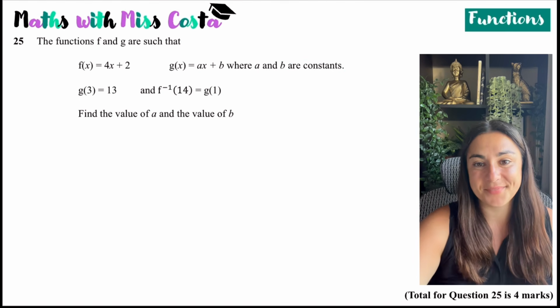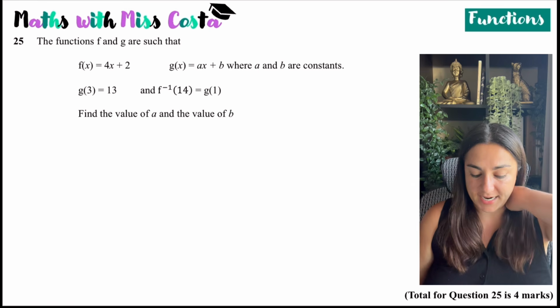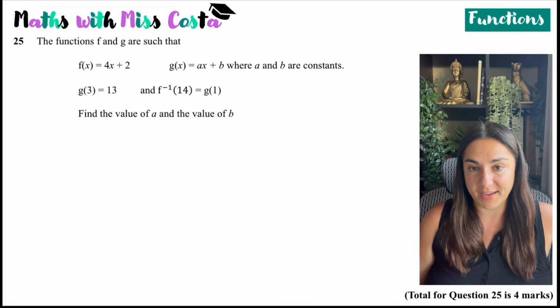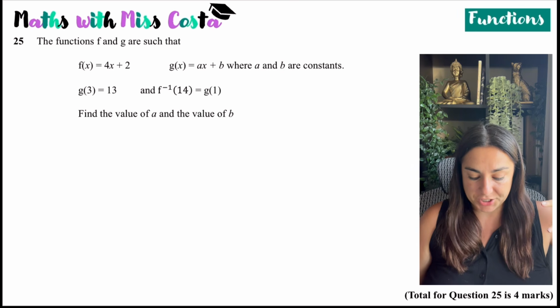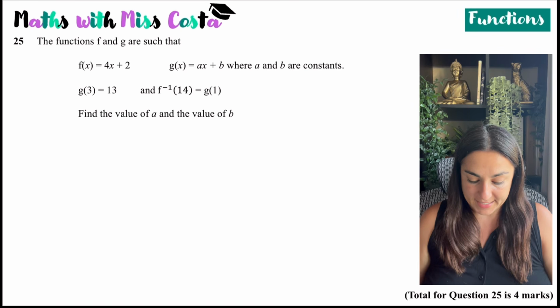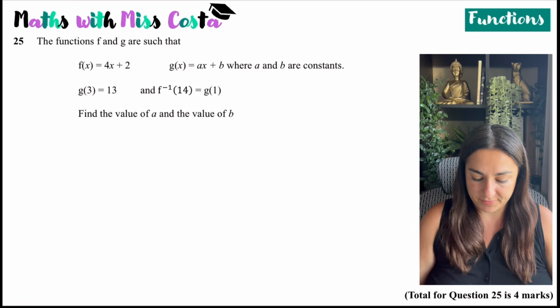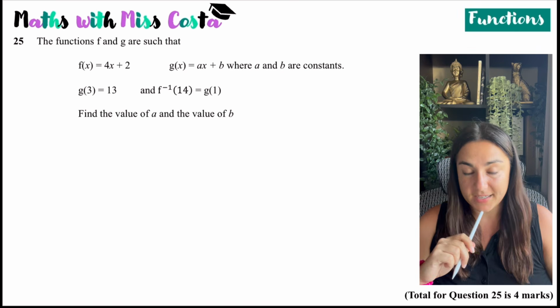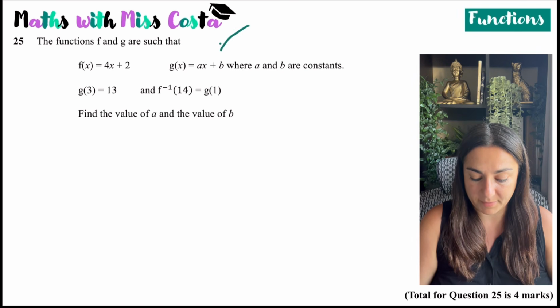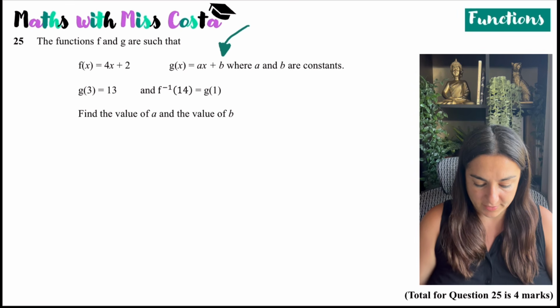Okay, so here's our final question, and it's a functions question. So I'm told that the functions f and g are such that f of x is 4x plus 2 and g of x is ax plus b, where a and b are constants. So g of 3 is 13 and the inverse of f of 14 is equal to g of 1. So I've been given a few things, and I'm going to have to deal with something here because this is expressed in algebraic terms. So what can I do first?